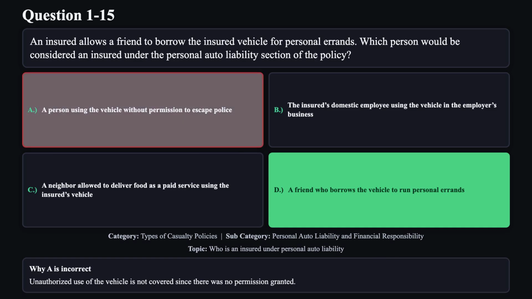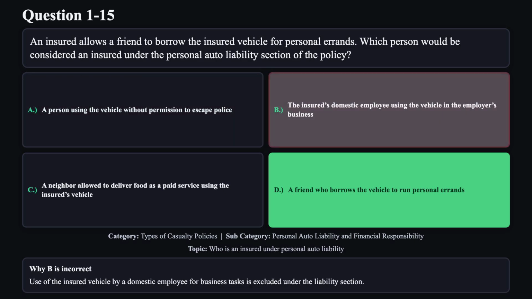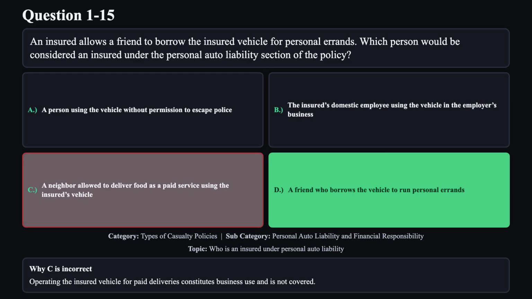Reason A is not correct. Unauthorized use of the vehicle is not covered since there was no permission granted. Reason B is not correct. Use of the insured vehicle by a domestic employee for business tasks is excluded under the liability section. Reason C is not correct. Operating the insured vehicle for paid deliveries constitutes business use and is not covered.